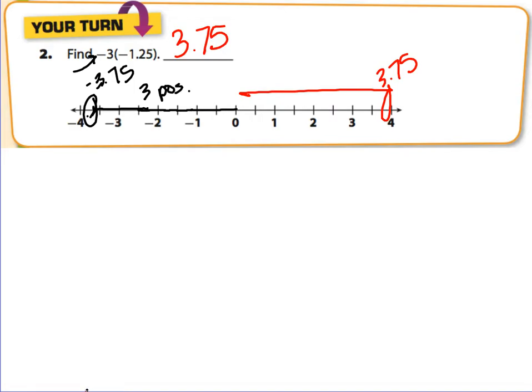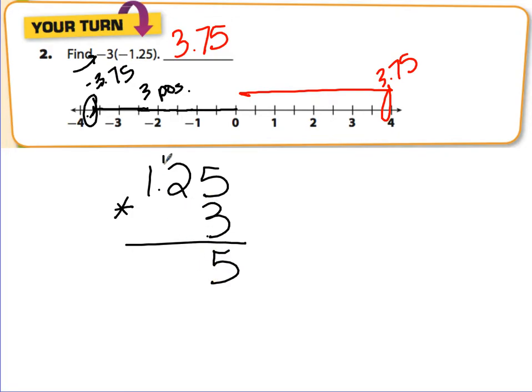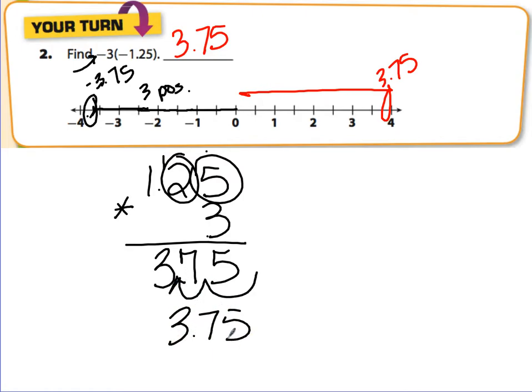So then to check my answer, again, I can just use our simple math. We can do 1 and 25/100ths and multiply it by 3, so we're ignoring the signs. 5 times 3 is 15, carry the 1. 2 times 3 is 6, plus 1 is 7. 1 times 3 is 3. I have 2 numbers after the decimal, so I swing my decimal twice to the left. So my answer is 3 and 75/100ths. And since both were negative, I know my answer should be positive.